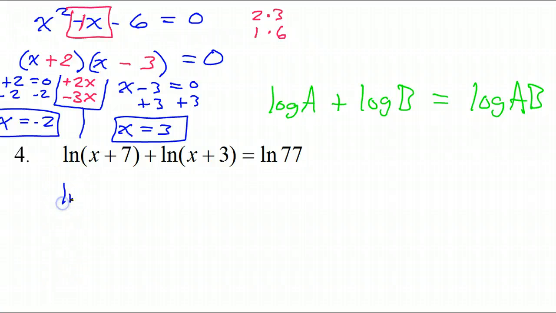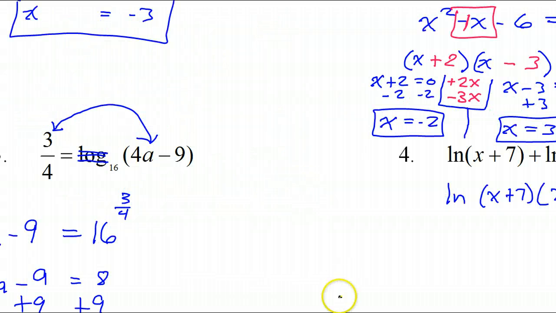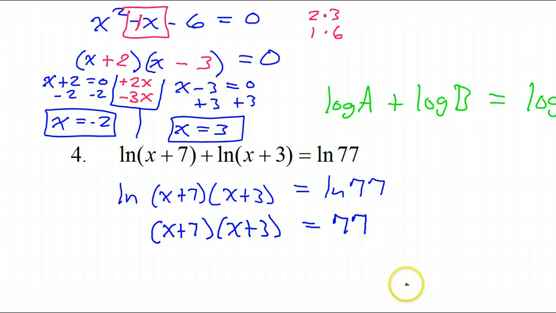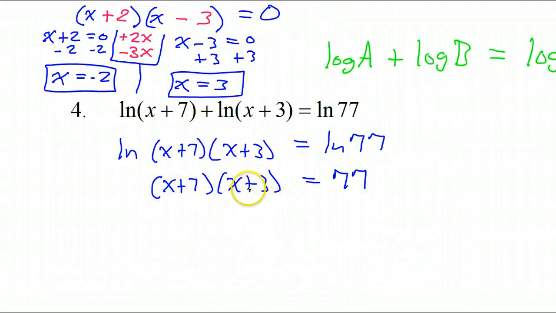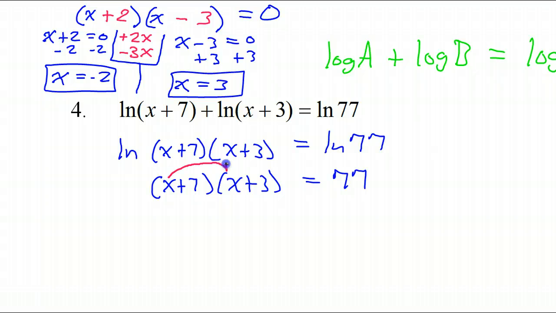We're going to turn that into one log expression and multiply. So natural log, but we need to do x plus 7 times x plus 3. Now, since we have natural log on both sides, we can go ahead and drop those out. And so that's just going to give us x plus 7 times x plus 3 is equal to 77. So it's just a matter of solving this equation. Now, when you multiply a binomial times a binomial, you need to remember how to do that. So we are going to double distribute.